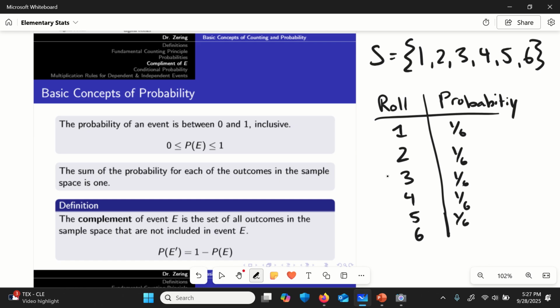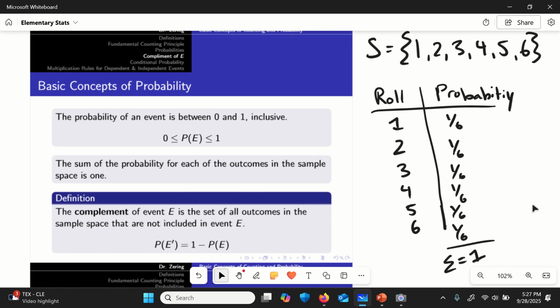So if I look at the entire sample space and I add up all the probabilities, the summation is equal to 1. So we do, in fact, have that instance. That happens both for situations where we have equally likely outcomes, like rolling a die, but also in other situations where the outcomes are not known to be equally likely.